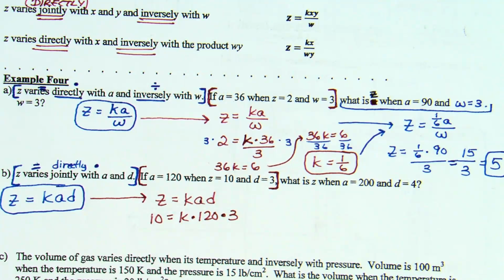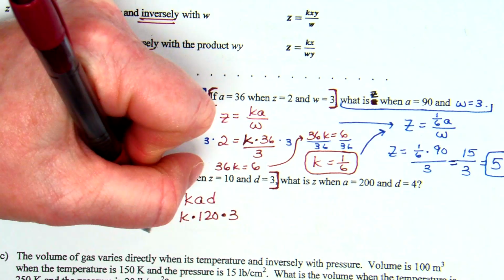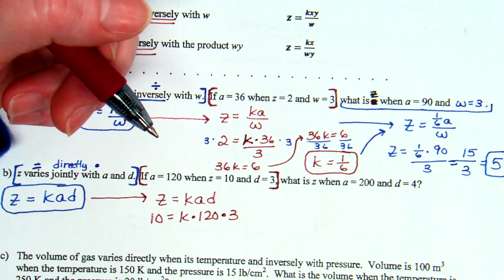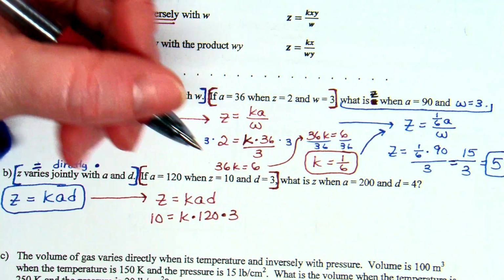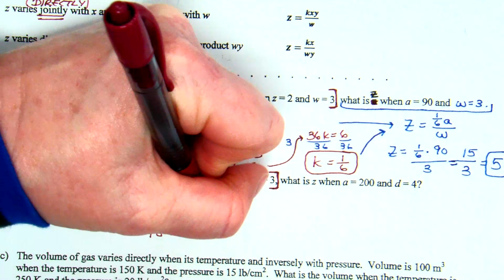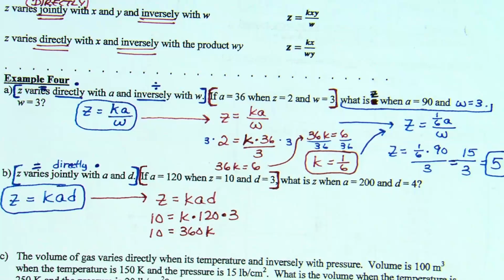What's going on? K times 120 times 3. Okay, so 10 equals 360 times K. To solve for K, I'm going to divide by 360.